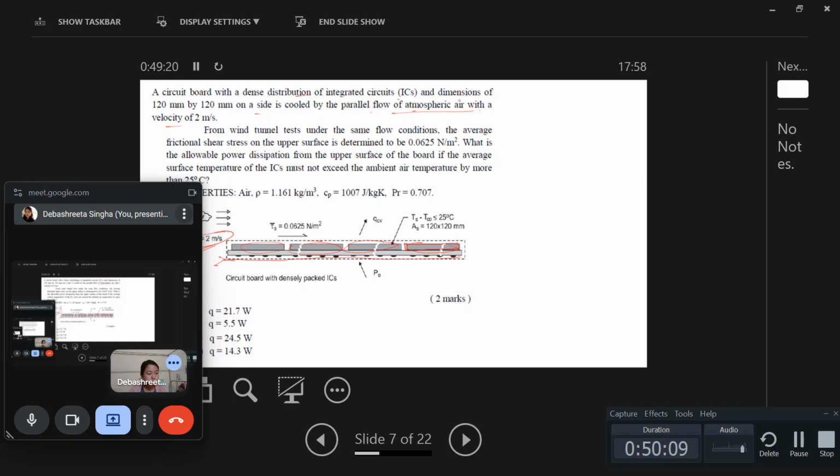2 meter per second. Then from wind tunnel tests under the same flow conditions, the average frictional shear stress on the upper surface is determined to be 0.0625 Newton per meter square. That means tau, the shear stress, is 0.0625 Newton per meter square. What is the allowable power dissipation from the upper surface of the board if the average surface temperature of the integrated circuits must not exceed the ambient air temperature by more than 25 degrees Celsius?